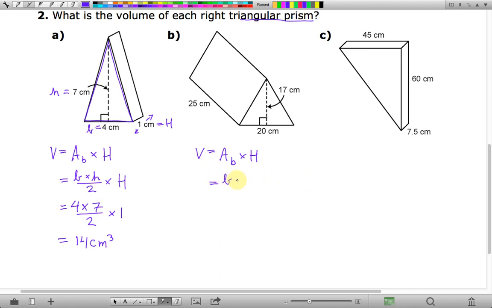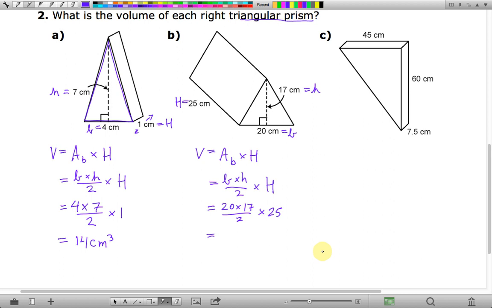So it's the base of the triangle times the height of the triangle divided by 2 multiplied by the height of the prism. So here's the base of the triangle, here's the height of the triangle, and here is the height of the prism. It's the distance between the triangle on the front and the back, once again. So we do 20 times 17, and we divide by 2, and then we multiply by 25, and that will give us the total volume.